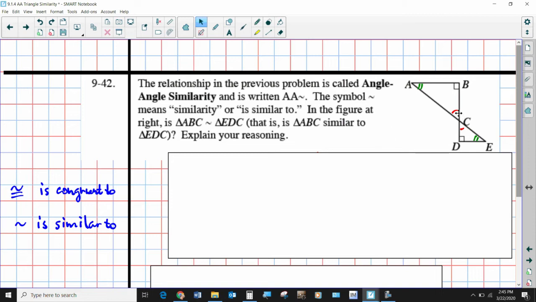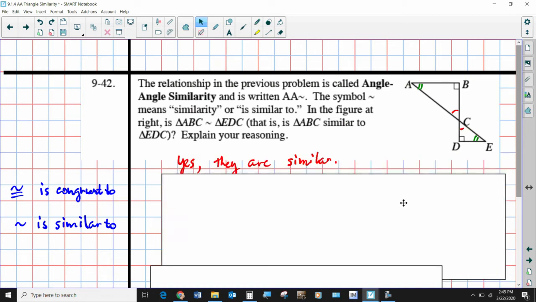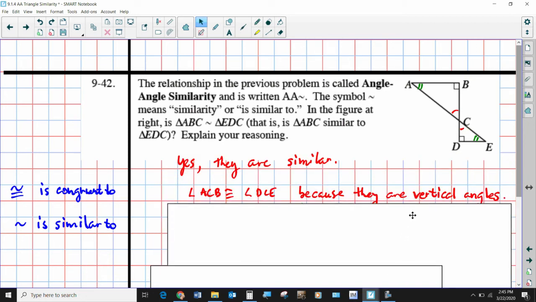So what do we see here? First thing I would do is look at angles ACB and angle ECB. Those are vertical angles. And we've learned that when two lines intersect each other, the angles that are vertical to each other are always the same exact measure.